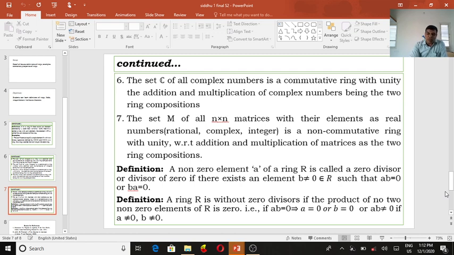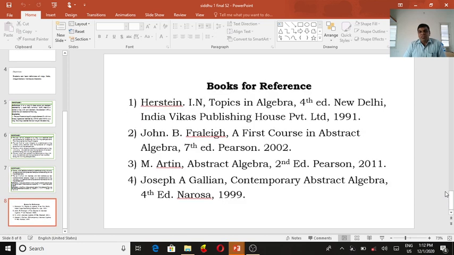For example, 1 not equal to 0, 5 not equal to 0. The product 1 into 5 is 5, which is not equal to 0. This is called without a zero divisor. You take any example, Z6, Z4; if we take non-zero elements, the product should not appear as 0. That is called without a zero divisor. Suppose one of the elements is 0, then the product is 0; this also is a fault here. So I refer you to these textbooks by Erskine, Perle, Michael Artin, and Joseph Gallian.